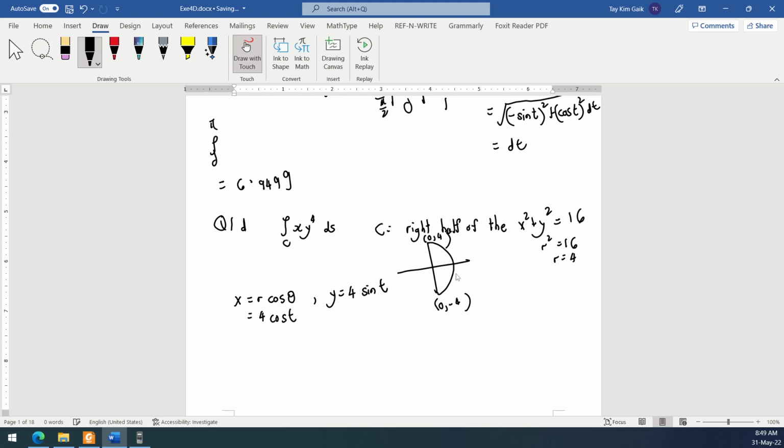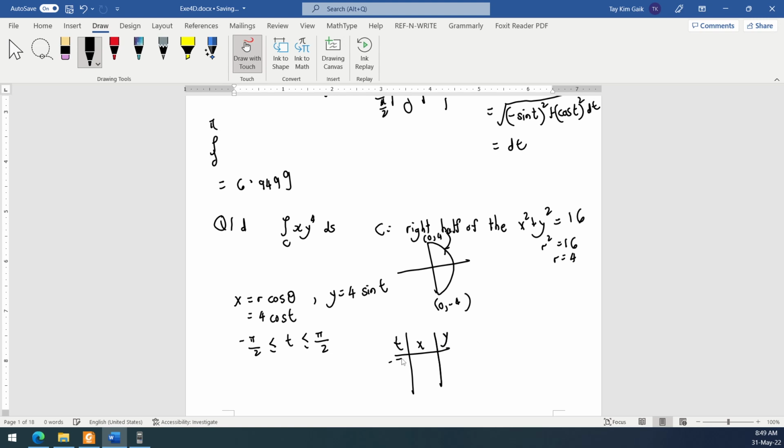Let's say we use anti-clockwise. Let's say t goes from negative pi over 2 to positive pi over 2, and then check whether it is correct. They didn't set the direction. If I put negative pi over 2 to positive pi over 2, I suspect it should be anti-clockwise.